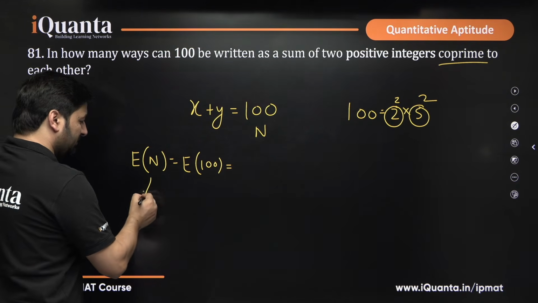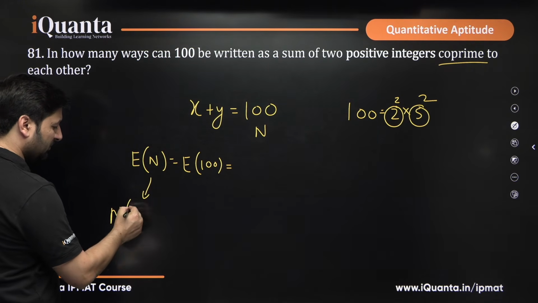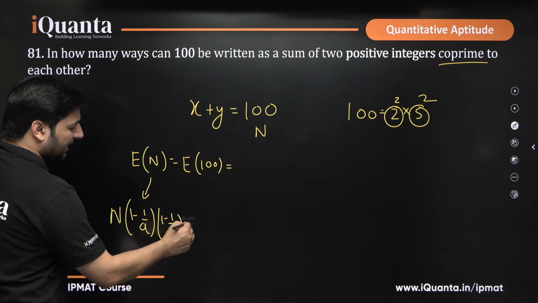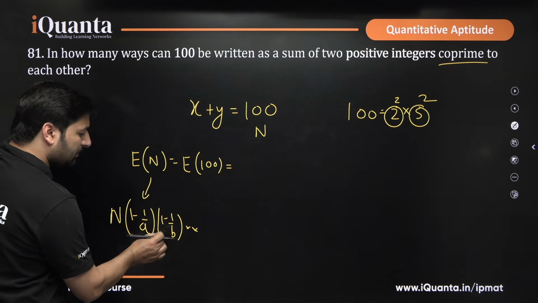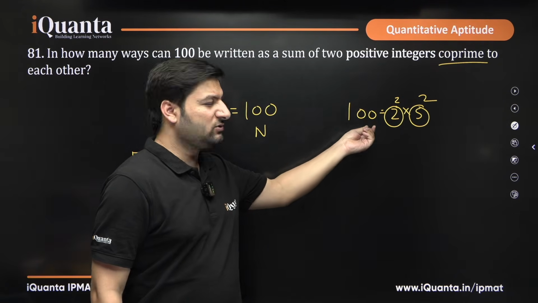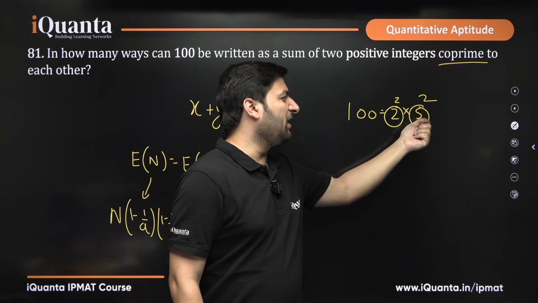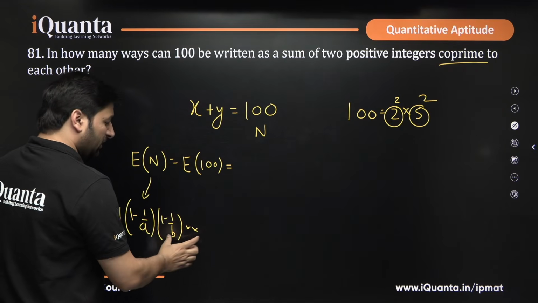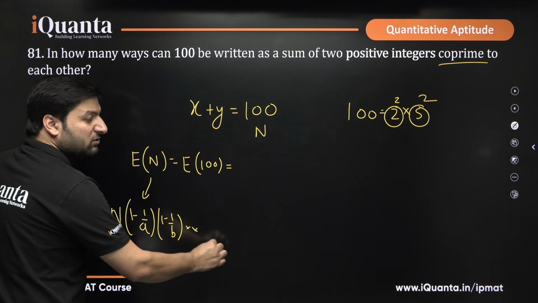Euler value of a number n is the number into 1 minus 1 upon a into 1 minus 1 upon b and so on, so on, so on. You will keep putting the prime values that you are getting. Suppose you put 1200 here. So, obviously, you will be having 2, 5 and 3 to the power something. So, then in that case, if 2, 5 and 3 are the primes, you will add one more bracket over here, 1 minus 1 upon the third prime, okay.